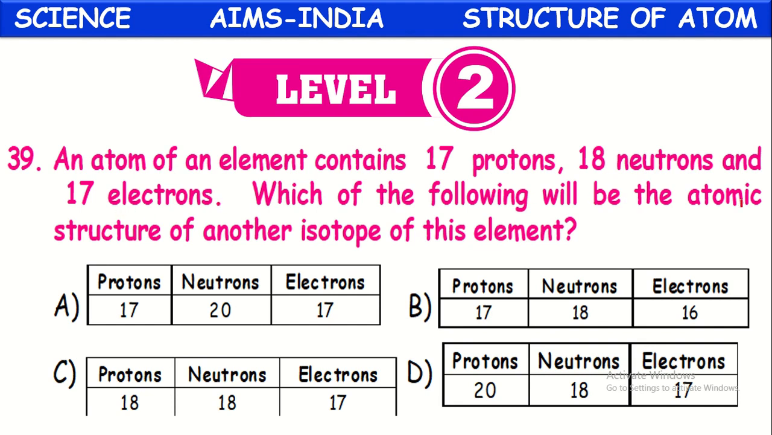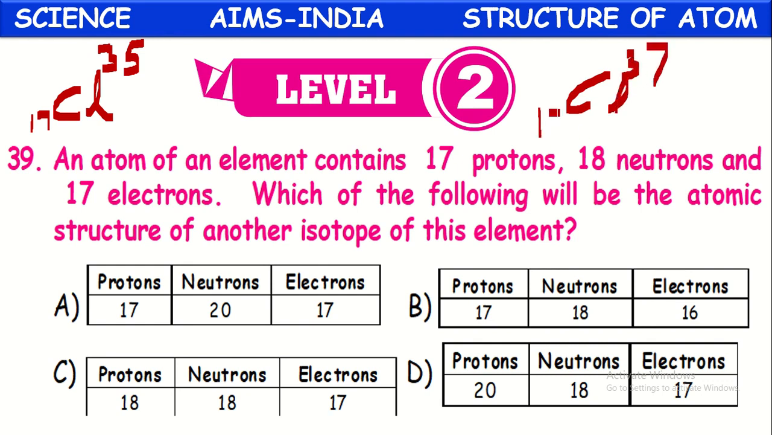Which of the following will be the atomic structure of another isotope of this element? As the atomic number is mentioned as 17, it is the element chlorine, and the number of protons is 17, neutrons is 18. The sum of these two is 35. So it is chlorine 35, the chlorine element with mass number 35. So another isotope is chlorine with mass number 37.